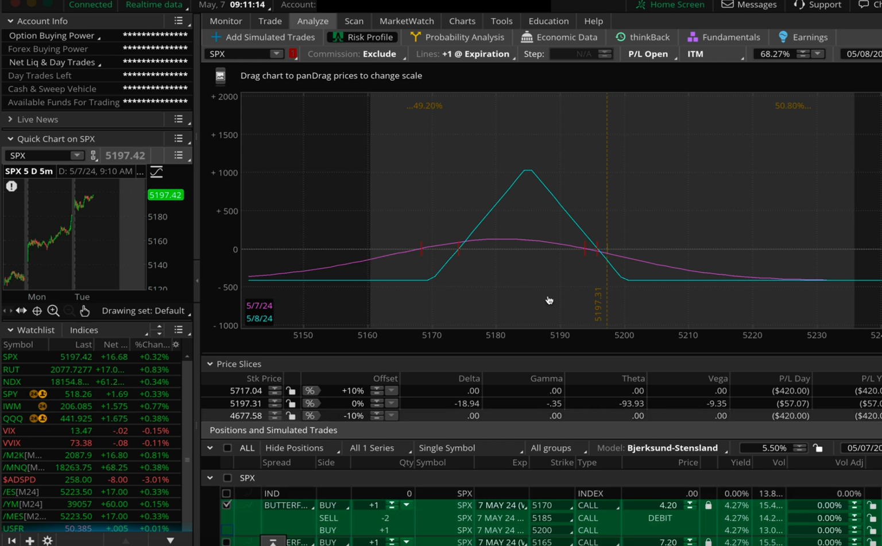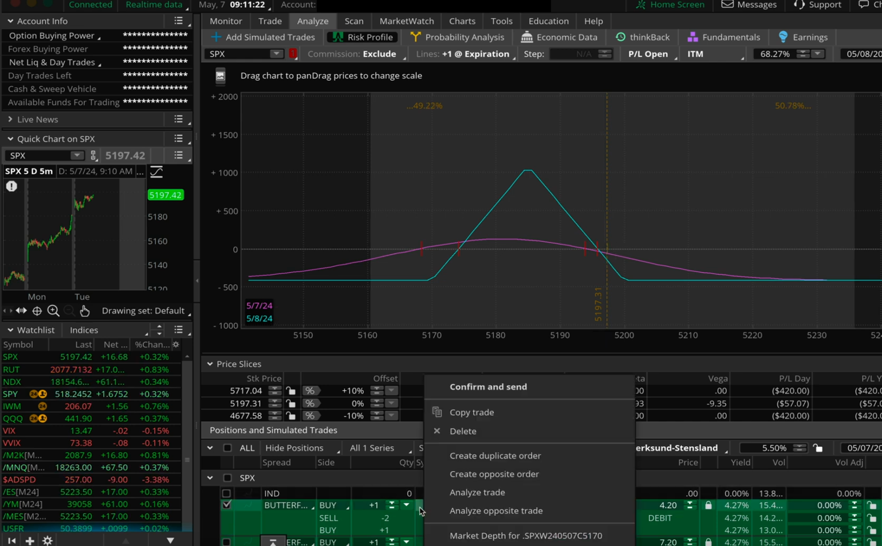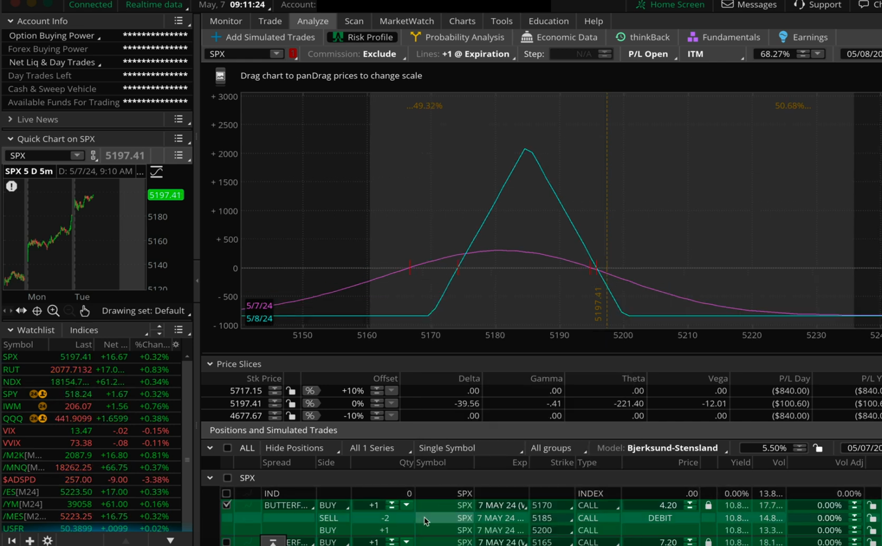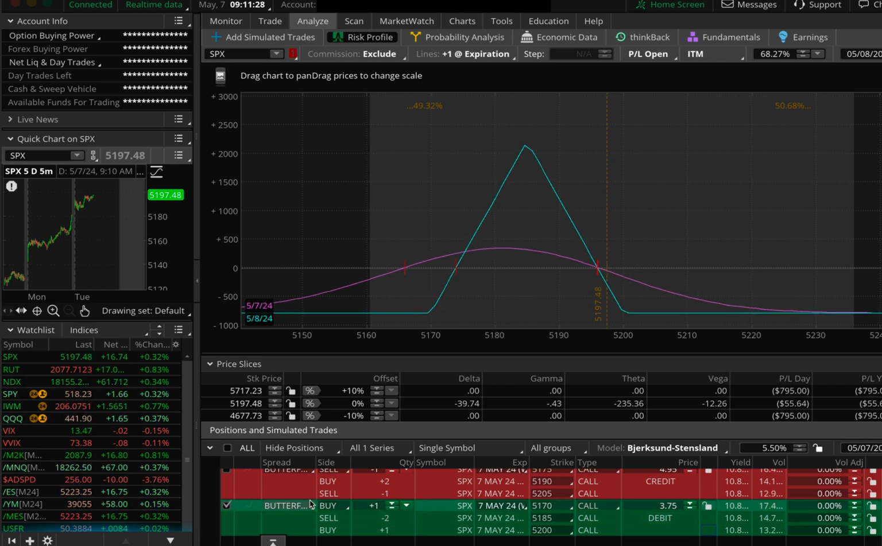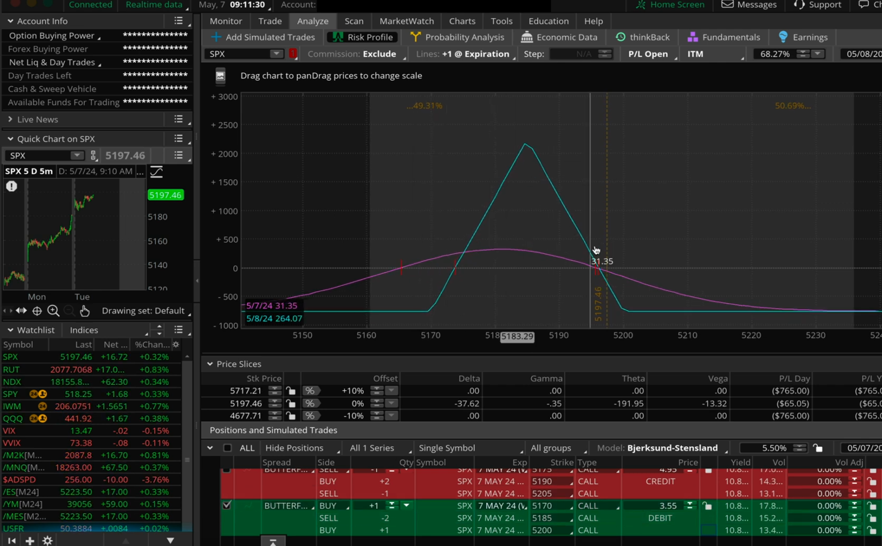So what I'm going to do, on this one. So again, this is the 15 pointer. We're outside the tent. We're showing a loss of around $50, $60. So I'm going to duplicate this trade. I'm going to come down here. So this will be the adjustment trade. And I just want to create a second butterfly structure in this area here.